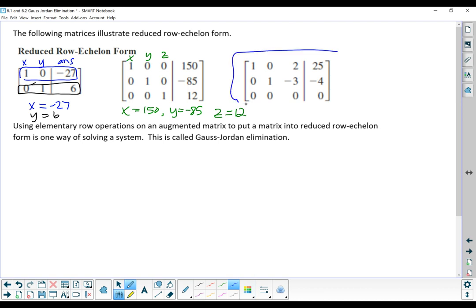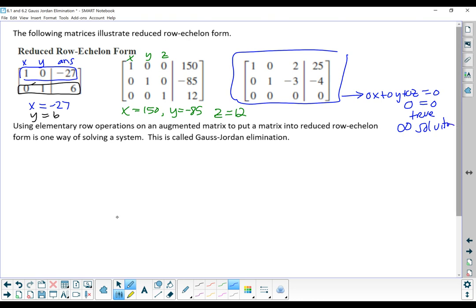This last matrix is a representation of a system that has infinite solutions. So if you think about that bottom row, that's saying 0x plus 0y plus 0z is equal to 0. That's saying 0 equals 0, and that's true. So this is a system with infinite solutions, and we'll talk about how to write our answer in a minute.